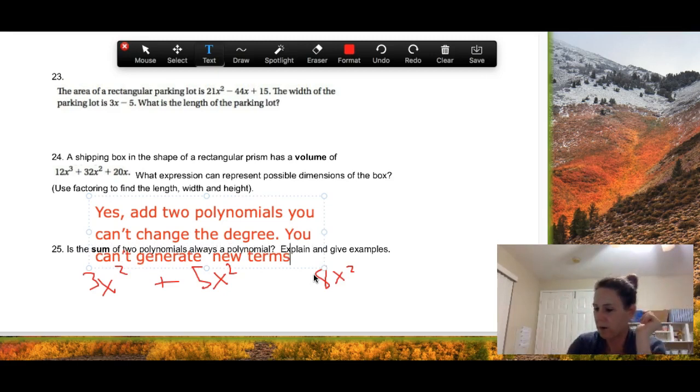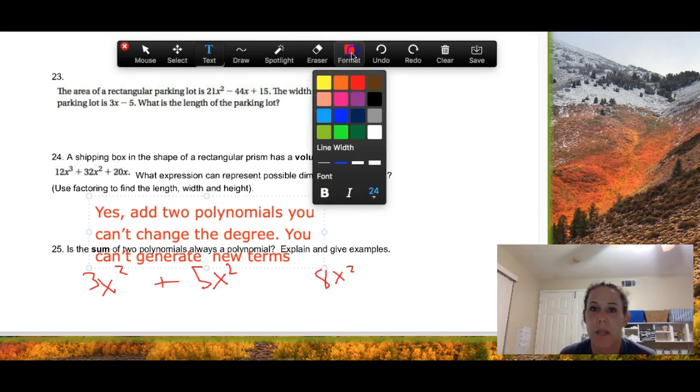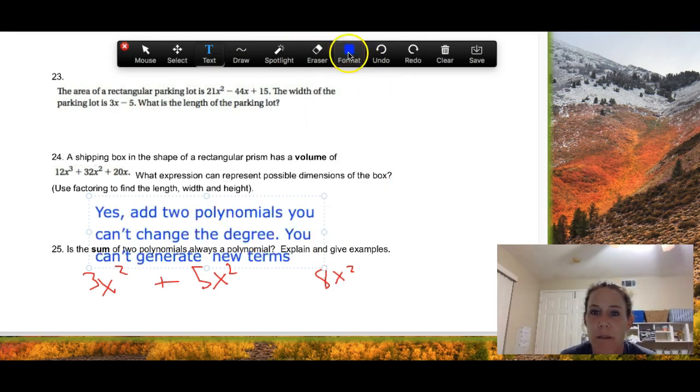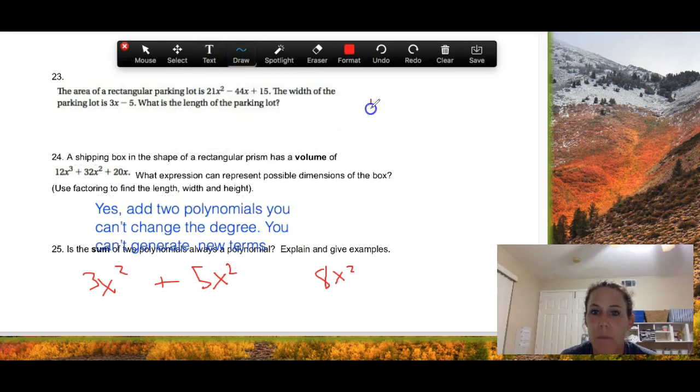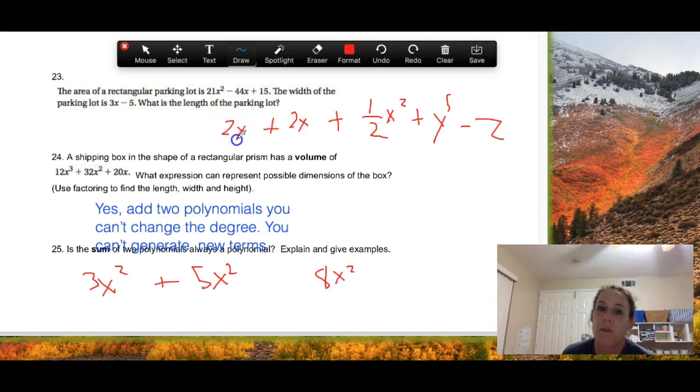So let me give you another example that you would show me. You would say something like this. Well, if I have, let's say, some fractions, 1/2 x squared plus y to the 5th minus z. Well, these are all polynomials. This is a polynomial. There's multiple variables here. I can't generate new terms even if I added, let's say, 2 x's, or if I added 2x squareds. Well, the 2x squareds and the 1/2 x squareds could be combined to be 2.5 x squareds, but I can't generate new terms.